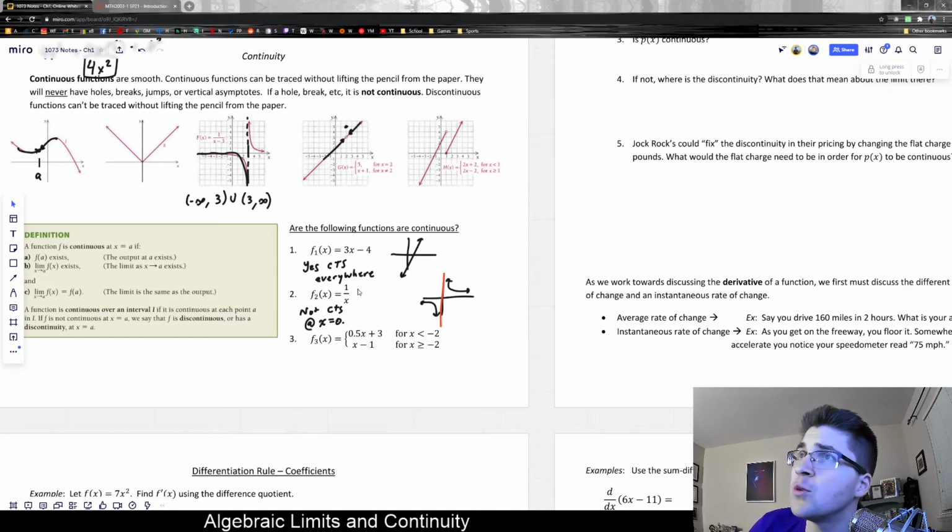Any other value will work just fine. You can plug in 1, 2, -3, 52, 1/4. Any other type of number will work just fine in function 2 here.